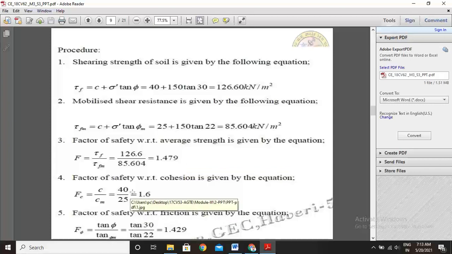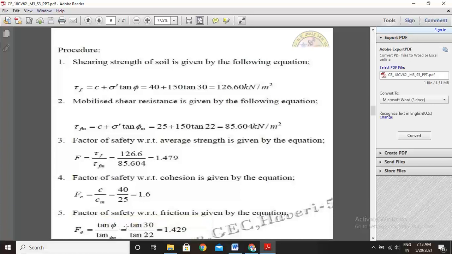Next step, factor of safety with respect to cohesion is given by the equation, that is Fc equal to C by Cm. So here C is 40, Cm is 25. So the answer is 1.46. This is the factor of safety with respect to cohesion.